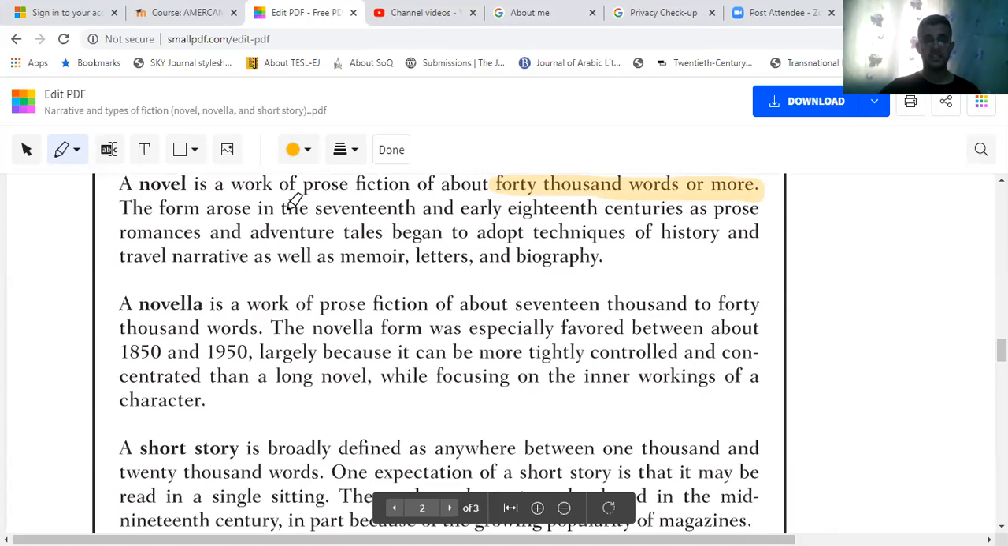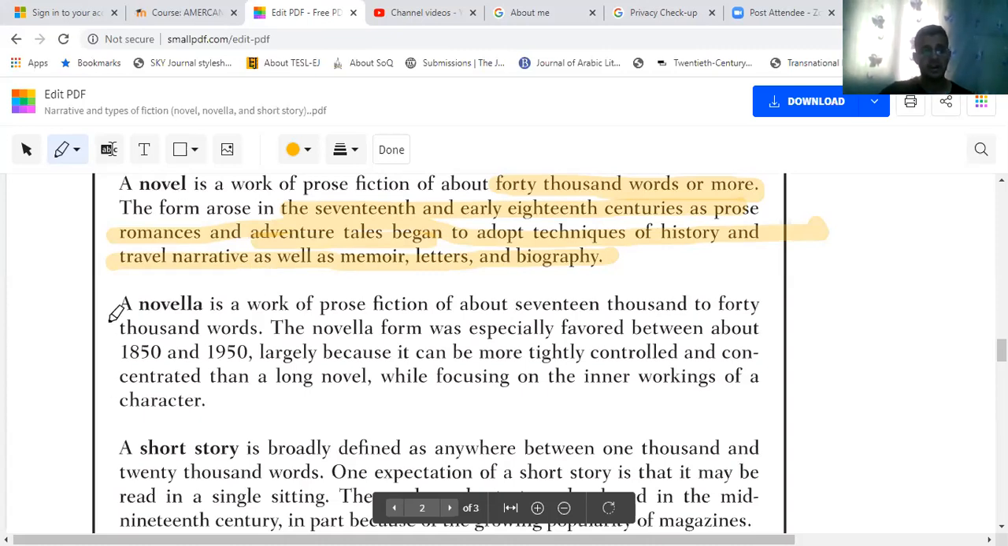The form arose in the 17th century and early 18th century as prose, romance, and adventure tales, which began to adopt literature of history and the oral narrative, the travel narrative, as well as memoirs, letters, and biographies. So this is the definition of the novel. What is the novel? A novel is a prose fiction of about 40,000 words or more. The second thing is that it appeared in the 17th or early 18th century. So before the 17th century, we did not have the novel as a genre, because it was a newly invented genre. It appeared in the 17th century, but in the 16th, 14th, 13th, and back, we don't have a genre called novel.